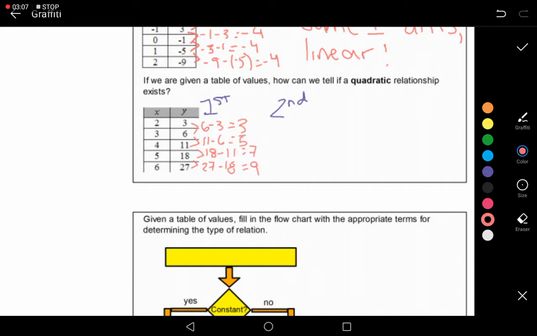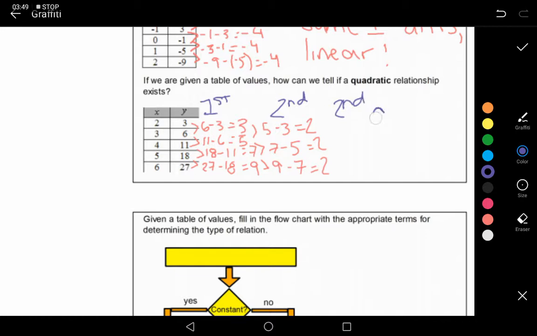We know it's not linear, so now we're going to move on and find our second differences. So we have 5 minus 3, always second minus the first, third minus the second, fourth minus the third. 7 minus 5, and 9 minus 7. Now we can see that these are all equal to 2. This is how we know this is a quadratic relationship, because the second differences are all the same.